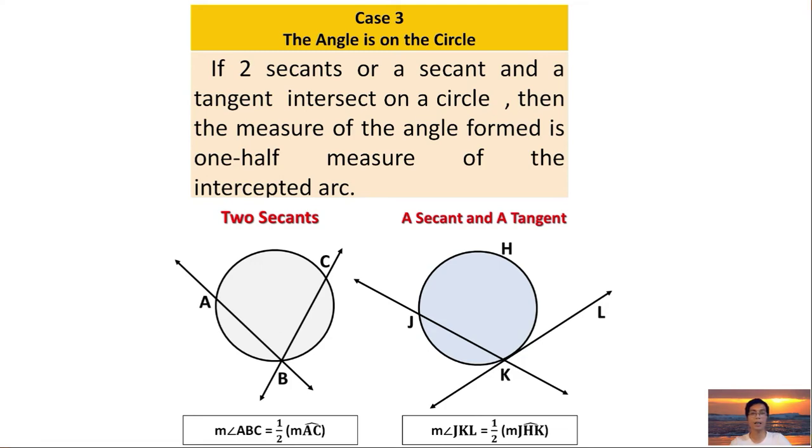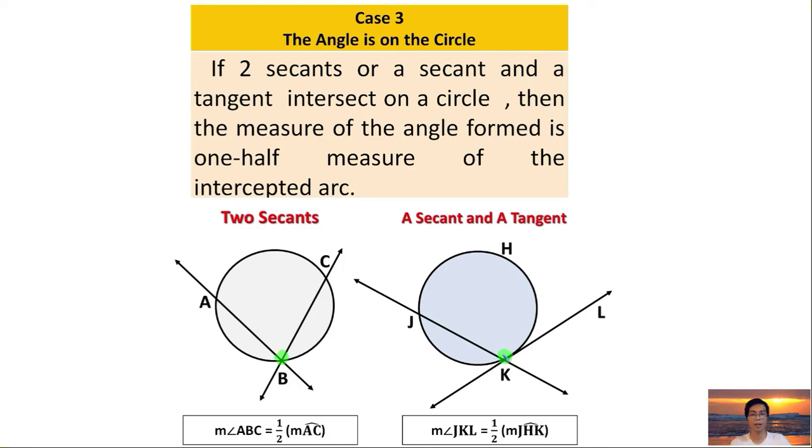This is the theorem. If two secants or a secant and a tangent intersect on a circle, ito siya, dalawang secants na nag-intersect dun mismo sa circle. So dito, ito po yung point of intersection nila, nandun mismo sa may circle, or a secant and a tangent nag-intersect dun sa circle. Ayan. So, ibang case na po ito. Kasi nandun na sa circle yung intersection o yung angle na nabuo. I'll repeat, if two secants or a secant and a tangent intersect on a circle, then the measure of the angle formed is 1/2 the measure of the intercepted arc.